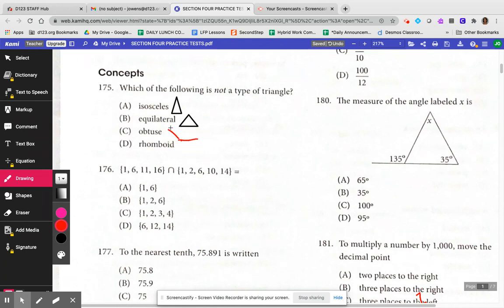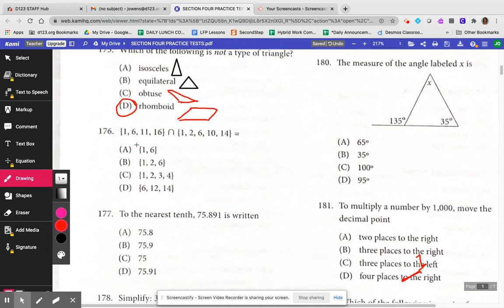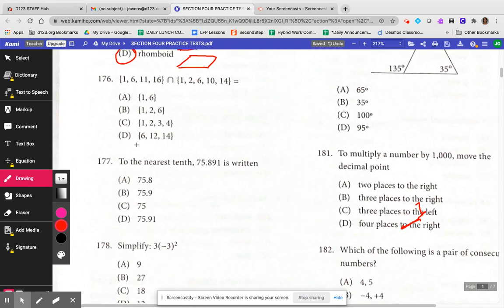So it might look something like this. That's a very poor triangle, but you get the idea. A rhomboid is a four-sided figure. It's a rhombus that has sides that are not opposite sides that are not equal length, and it doesn't have any right angles. So another poor illustration, but that is the only one that is not a type of triangle. It's a four-sided figure.